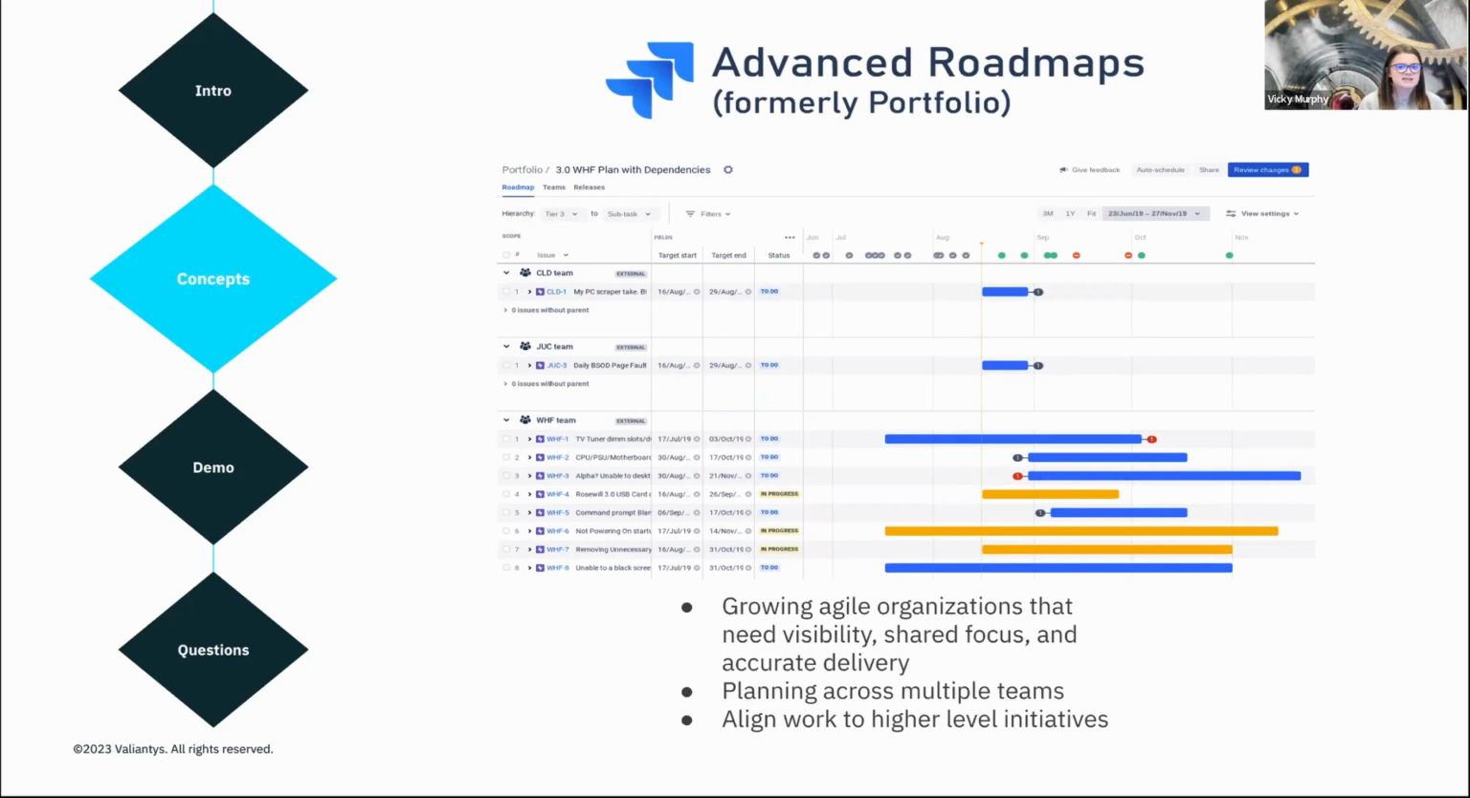As the name suggests, it is a road mapping tool that can be used to help scale, and it's now included in Jira Cloud Premium or Enterprise instances, as well as Jira Data Center instances. This is a tool that's really great for growing Agile organizations that need visibility, shared focus, and accurate delivery. It allows you to plan across multiple teams and align your work to a higher level.